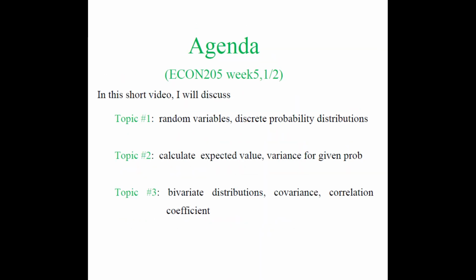Agenda. In this short video, I'll discuss the following topics. Topic number 1. Random variables. Discrete probability distributions. Topic number 2. How to calculate expected value and their variance for given probability. Topic number 3. Bivariate distribution, covariance, correlation or correlation coefficient.